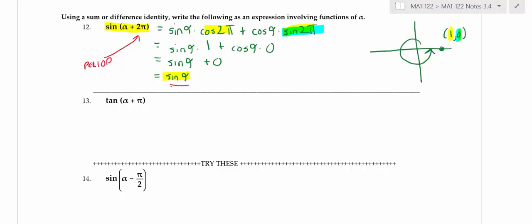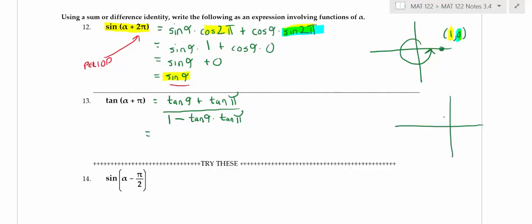Okay? All right, next problem, we're going to use the tangent sum identity, which goes like this. So we're going to say tangent of alpha, since that's a plus sign, we say plus tangent of the second angle. And then the denominator, we say 1 minus the product of the tangent of alpha times the tangent of pi. Okay, like that.